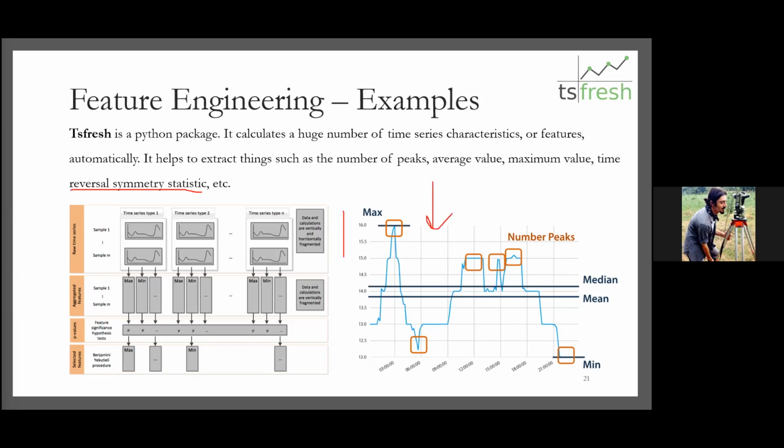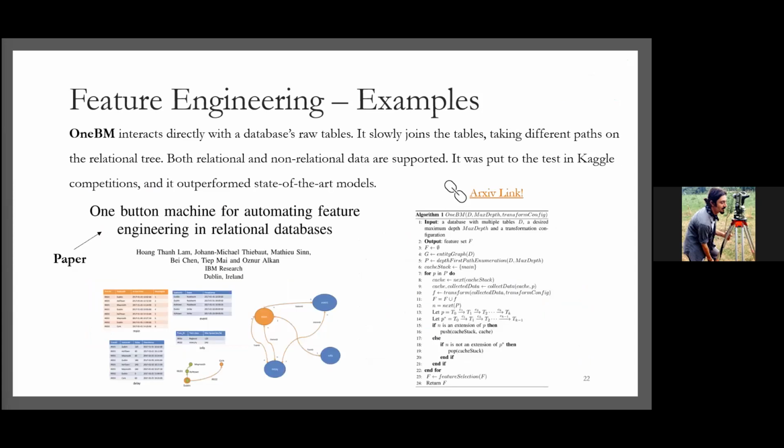And also we can see the background of tsfresh. The second one is OneBM. This method interacts directly with the database's raw tables, and it incrementally joins the tables, taking different paths of relationality. We can use relational and non-relational data with OneBM. It was also tested in Kaggle competitions, and it outperformed the state-of-the-art models. So here is the paper about OneBM, and you can also see the arXiv link in the table.